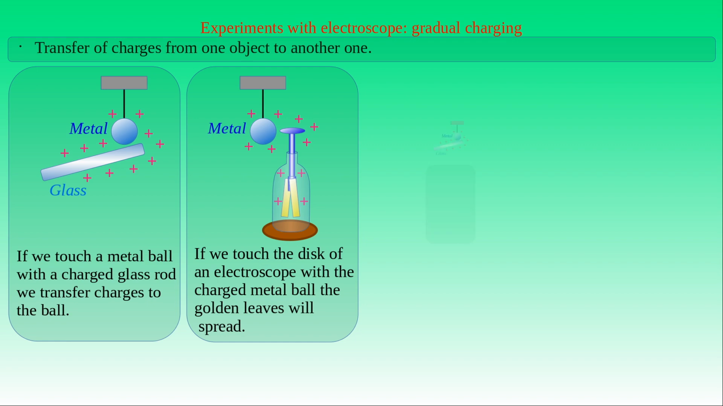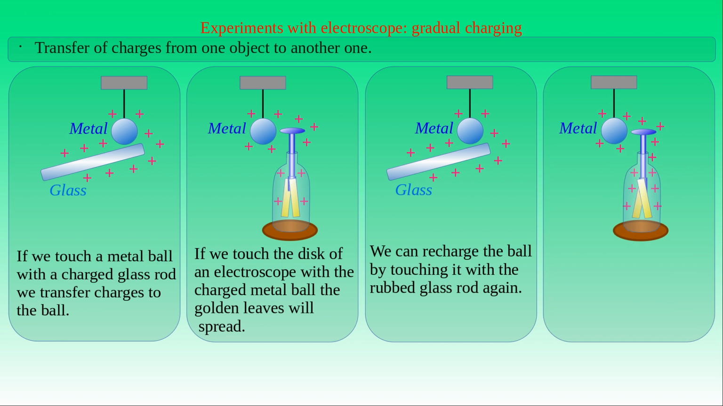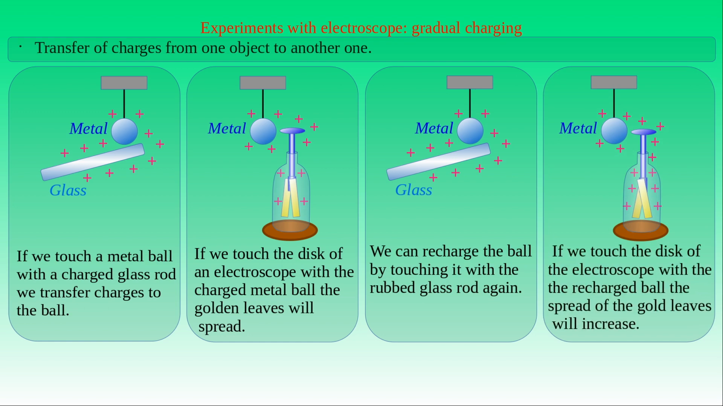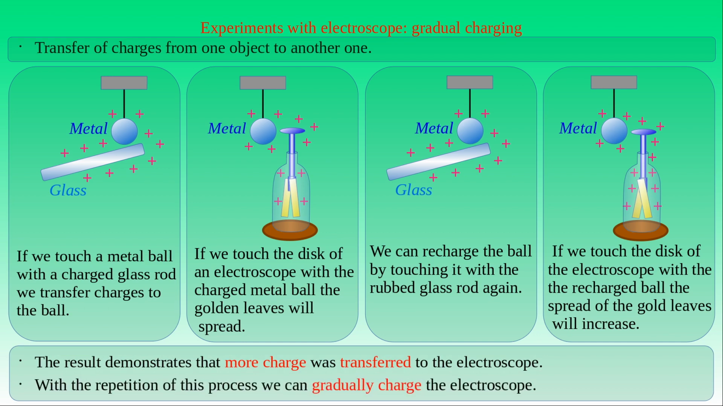We can recharge the metal ball by touching it with the charged glass rod. If we bring the metal ball into contact with the charging plate of the same electroscope again, then the gold leaves of the electroscope rise further. This result indicates that more charge was transferred from the ball to the electroscope, which has an important consequence. With repetition of these steps, we can gradually charge the electroscope, or any other object.